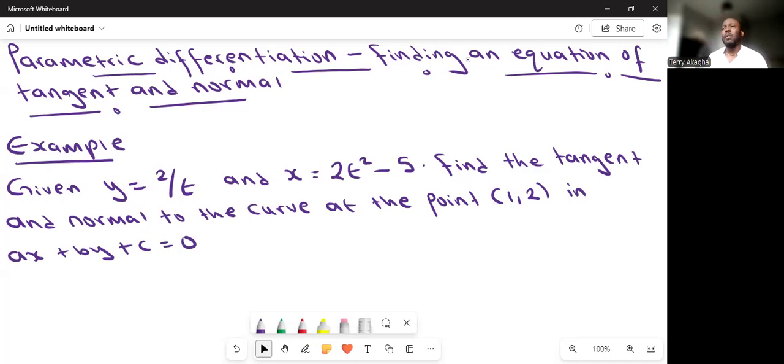Remember, I told you in the equation of lines you can have the standard form, the 1-point slope form, and the 2-point slope form. In this case, they want you to leave it in the standard form. All right, so let's leave it in the standard form then. Let's get cracking into this.